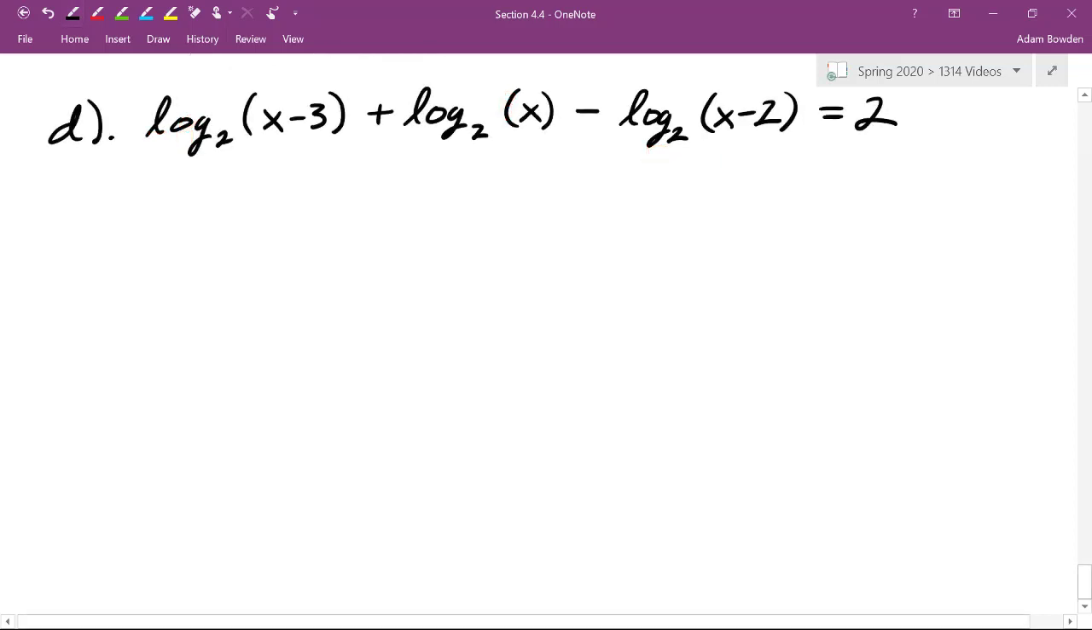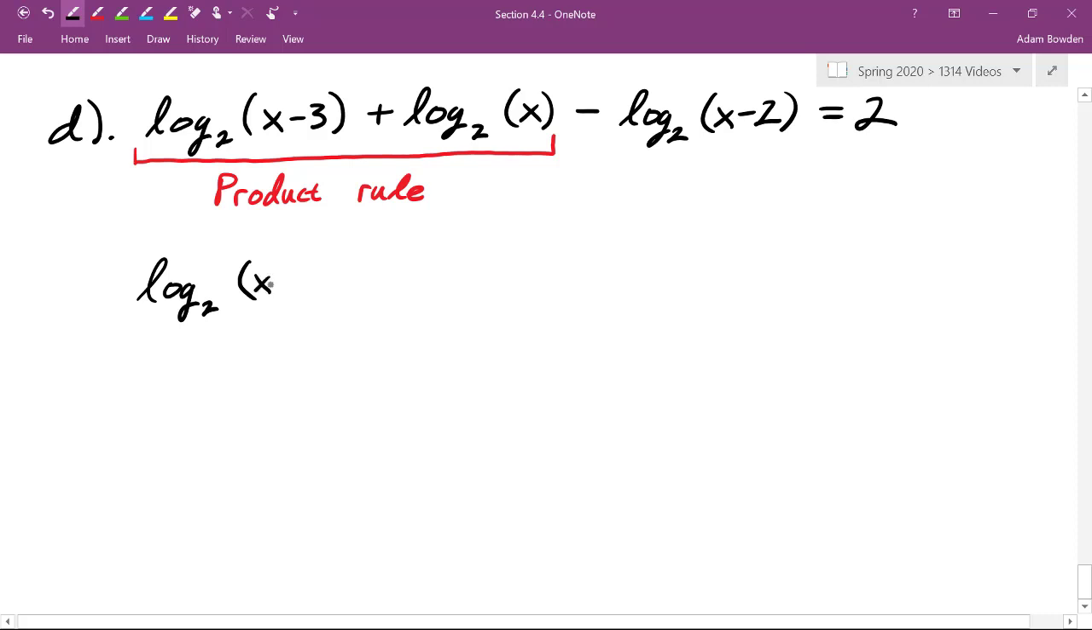Okay, here we have a fairly long example of a logarithmic equation. 3 different logs, and the key thing that we'd like to do is try to combine all these logs together into one logarithm. Now we can do that since we know how to handle addition and subtraction of logarithms. Starting with these 2 logarithms which are added together, we can join those together by the product rule. That would change it into log base 2 of x minus 3 times x.